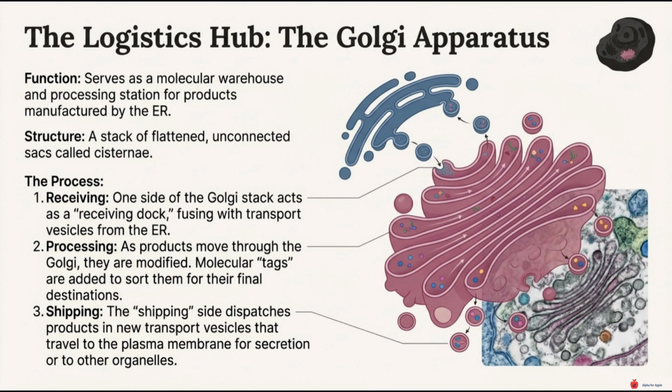If the ER is the factory, the Golgi is the central post office and quality control hub. And it looks like a stack of pancakes. A stack of flattened, unconnected sacs, yes. And it's a very organized process. Vesicles arrive at the receiving side. The products inside are processed, modified further, and this is key. They get molecular tags attached to them, sort of like zip codes. To make sure they get to the right destination. Precisely. Then they're repackaged into new vesicles that bud off the shipping side, headed for their final location.